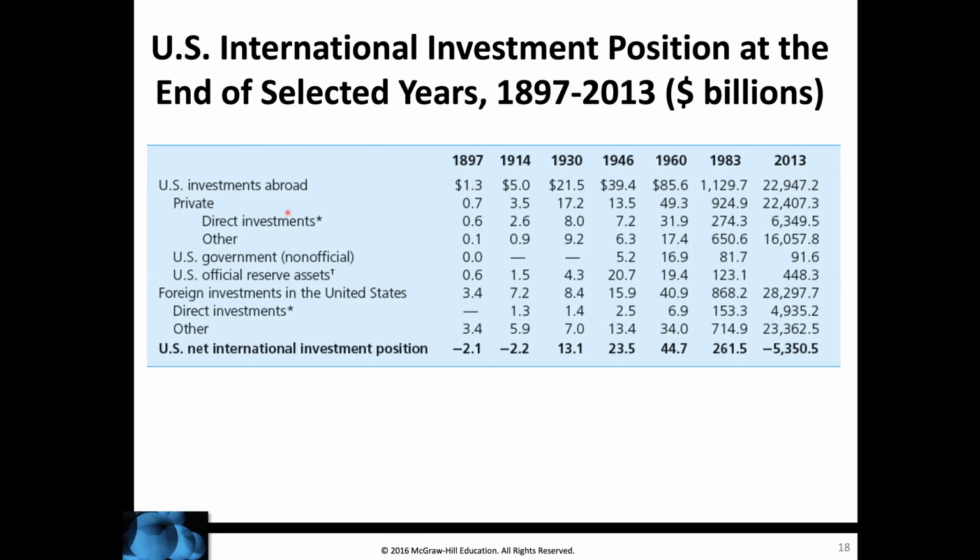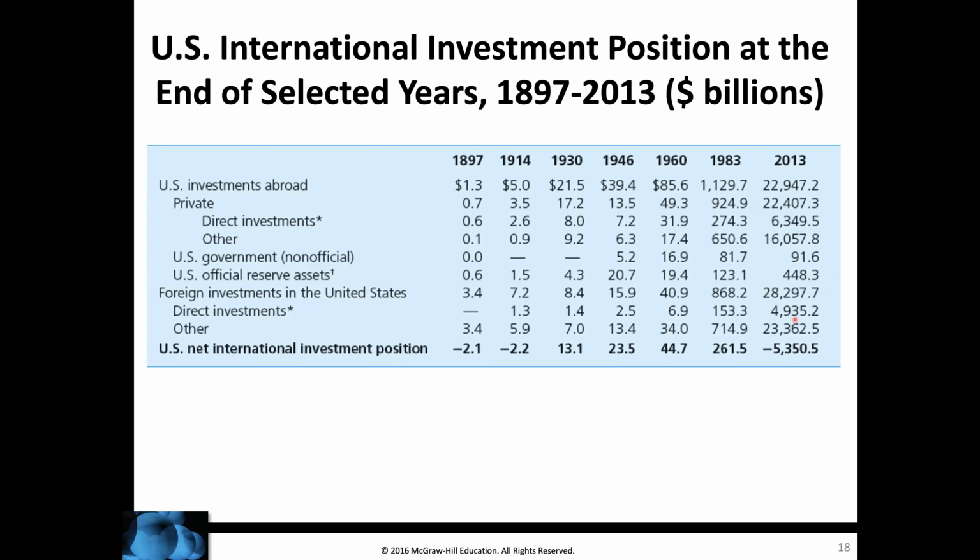And that is made up of private investment, which includes direct investment and other private investments, U.S. government non-official investment positions, and U.S. official reserve assets. So you can see all of these 5 items will make up this top item of U.S. investment abroad. Then we've got foreign investments in the United States, which tally a total in 2013 of 28 trillion.